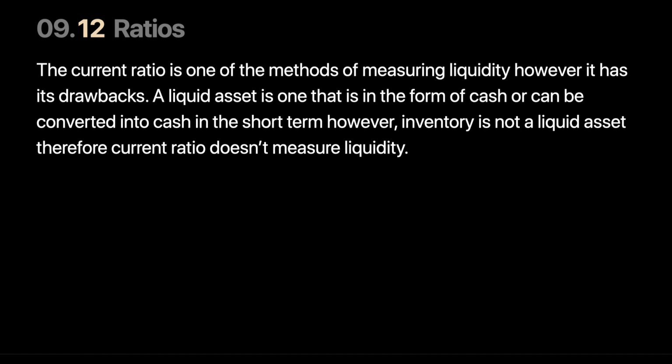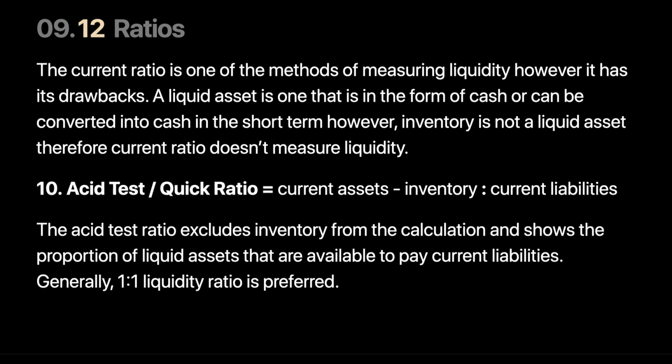So to adjust for your current ratio and to see how liquid the firm is, we use something called the acid test ratio or the quick ratio. What the acid test ratio will do is exclude inventory from your current assets and then compare it to current liabilities. We would ideally want this number to be 1:1. So what this ratio will explain is that for every $1 of current liabilities, what amount of liquid assets do we have to pay off these current liabilities.